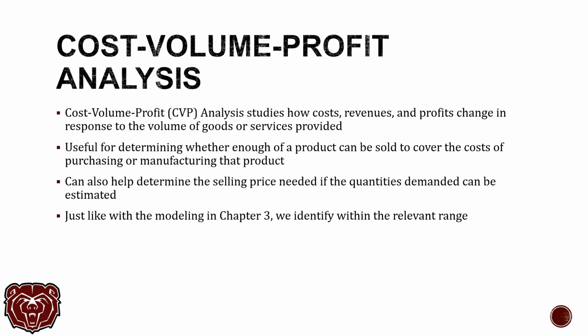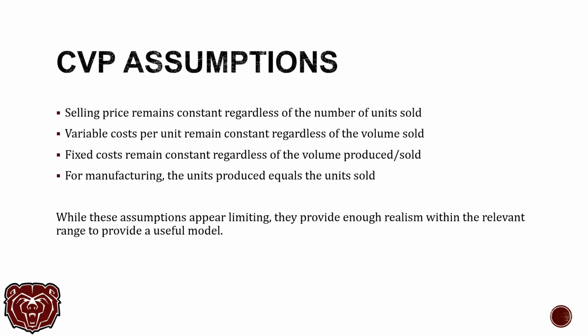So this is just like in Chapter 3 modeling. We have to identify things within the relevant range. If it's not in the relevant range, it is not valid. So those are the cost volume profit assumptions.